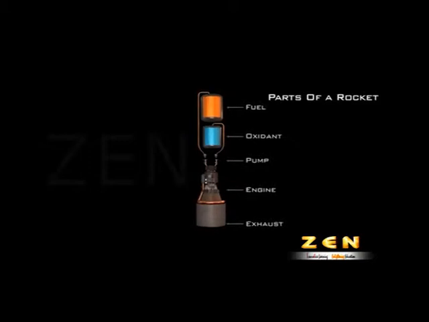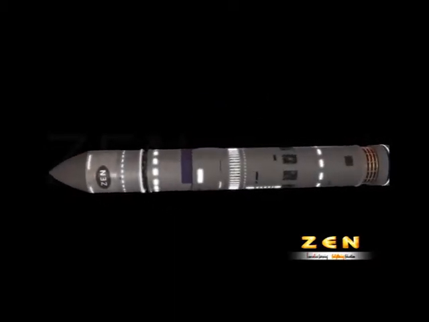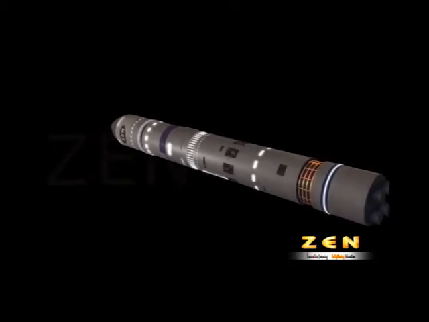The important constituents of a rocket are the fuel, the oxidant, the pumps, the engine, the exhaust or the nozzle, the payload and the outer frame.